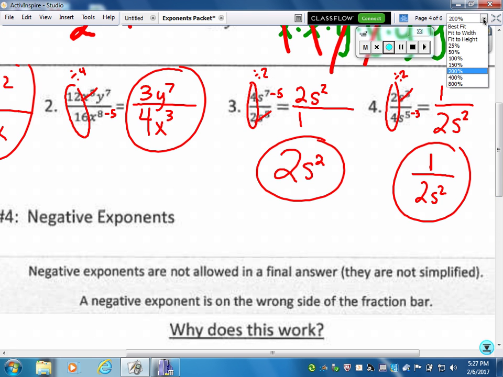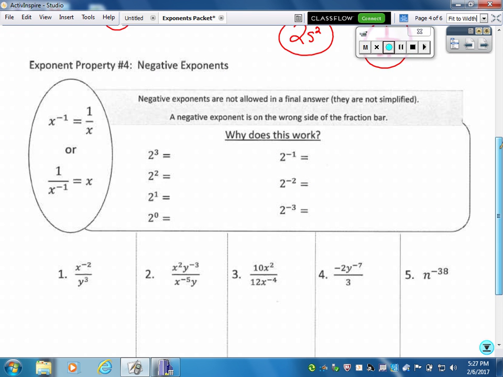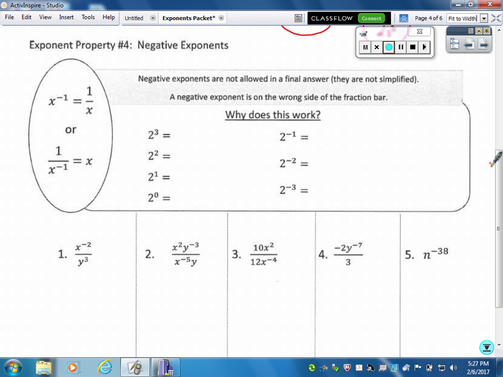Alright, so let's go back and let's see what we have left here. We have our negative exponents. So I don't know if you've ever seen a negative exponent, but let me kind of explain to you what's happening. When you have 2 to the third, I'm telling you to multiply 2, 3 times. If I have 2 squared, 2 of them. If I have 2, 1 of them.